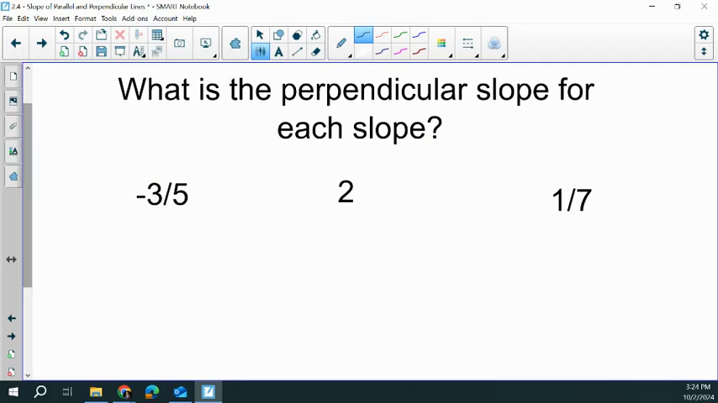So just a couple more examples, parallel versus perpendicular. So perpendicular would be opposite reciprocals. So the opposite reciprocal of negative 3 over 5 would be positive 5 over 3. The opposite reciprocal of 2 would be negative 1 over 2. The opposite reciprocal of 1 over 7 would be negative 7 over 1.